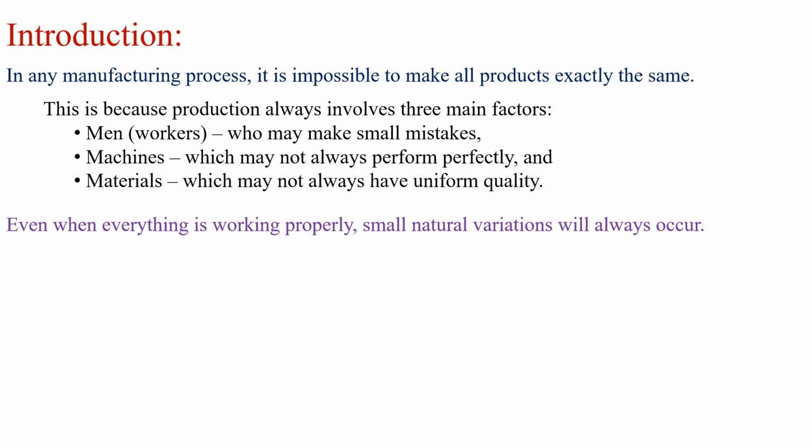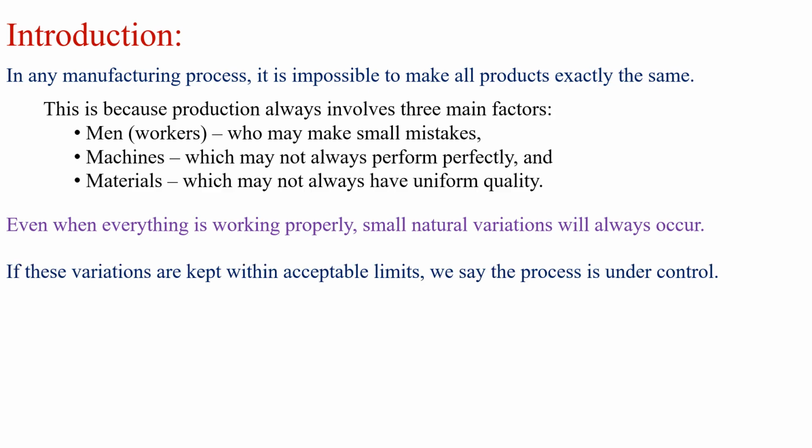Even when everything is working properly, small natural variations will always occur. If these variations are kept within acceptable limits, we say the process is under control. So in an under control process, we can produce products that are not exactly the same, but have small variations which are in the acceptable limit.